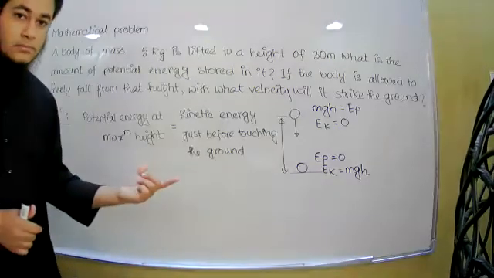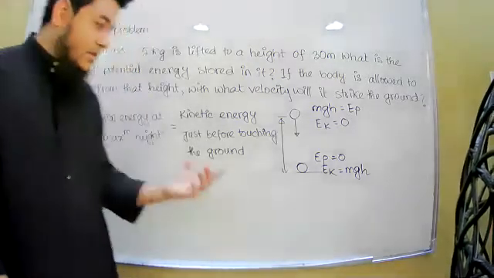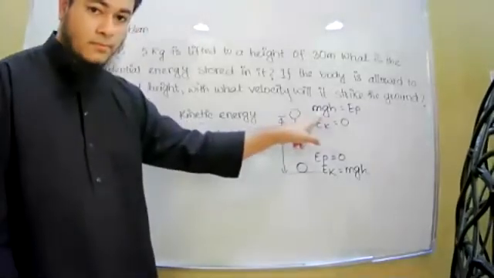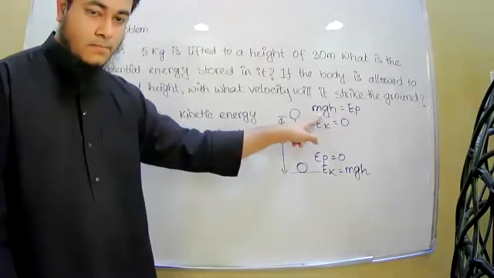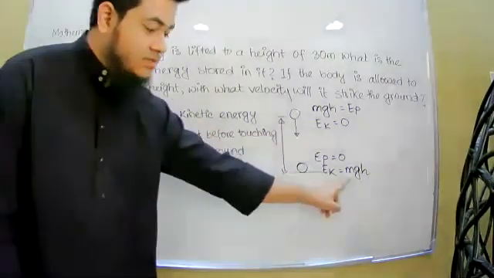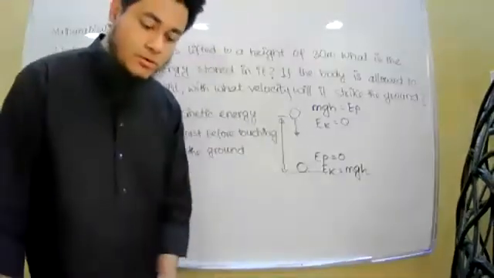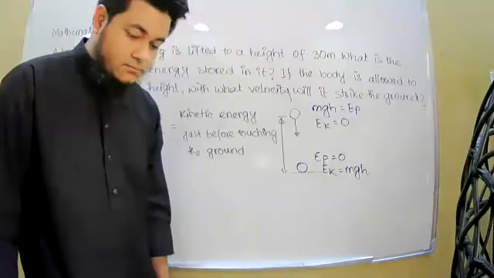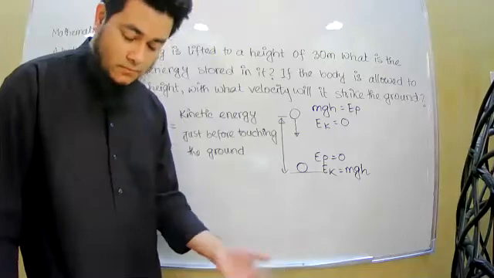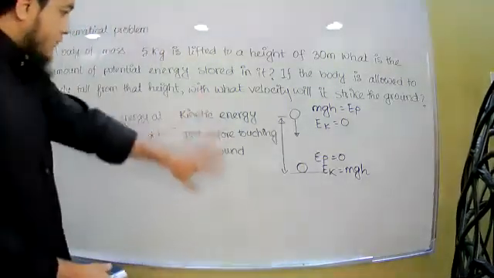Sir, can you explain it once again? Yes. The statement: the potential energy at the maximum height, how much is it? mgh. mgh equals EP. Kinetic energy just before touching the ground, how much is it? mgh. So are they equal to each other or not? Yes. Now it is okay? Yes, sir. So let us proceed. I will keep this line over here, okay?